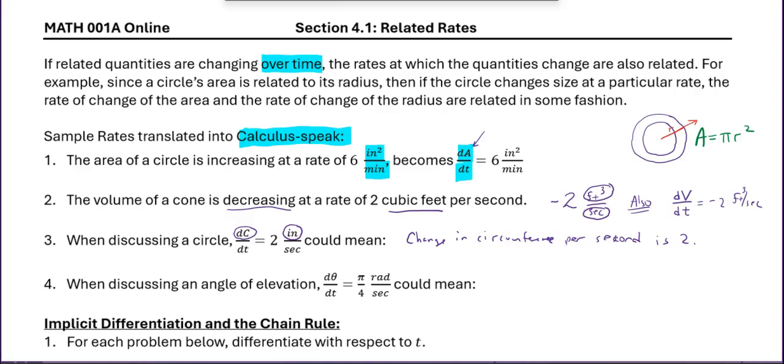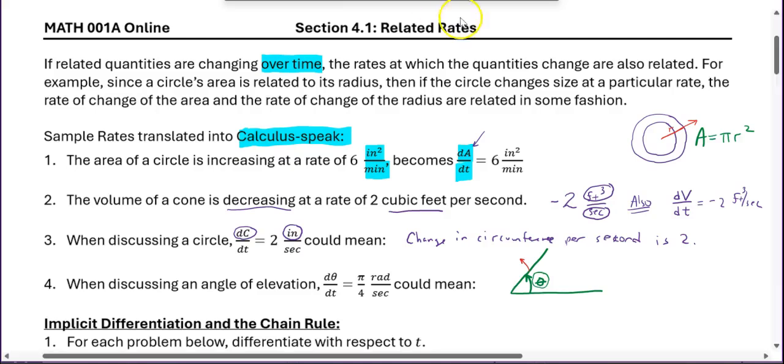When discussing an angle of elevation, we might use theta, like d theta dt. Angle of elevation, you might remember from your trig class, if you have sort of a horizontal and you have an angle, this angle upwards right here would be our angle of elevation. It could be changing at pi over 4 radians per second, meaning that this angle is increasing, right? So this angle is kind of traveling outwards in that direction. And so that's what that can mean, radians per second.